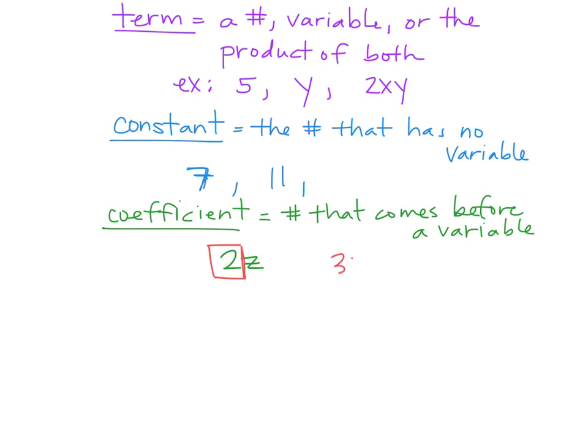Or if I have 3xy, my coefficient is what? The 3. So it's always a number that comes right before a variable. So whatever you're multiplying your variable by, that's your coefficient. Okay, so here's what I'm going to do. I'm going to write a big expression for you, and we're going to talk terms and constants and coefficients and the terminology that we have here. So let's say I have 6a squared minus 5ab plus 3b minus 12.